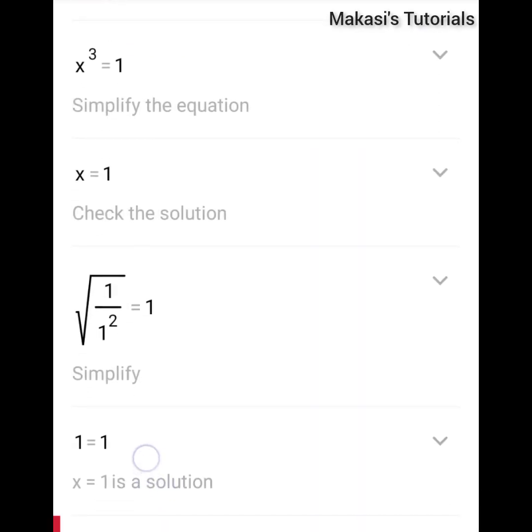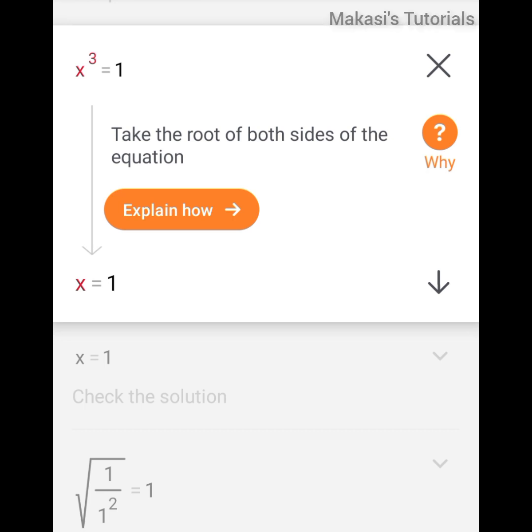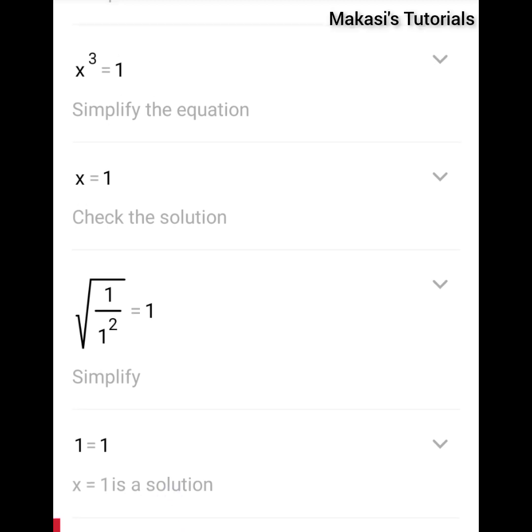At the point where we have x cubed equals 1, we can take the cube root of both sides, or raise both sides to the power of 1 over 3. That is just it. We can take the root of both sides of the equation for us to have x equals 1, because when we take the cube root of both sides, the 3, the index of x, will be eliminated with the 1 over 3. So that gave us the real answer, which is x equals 1.